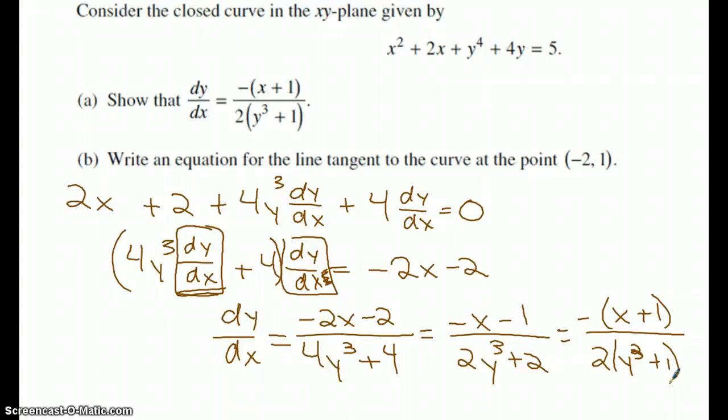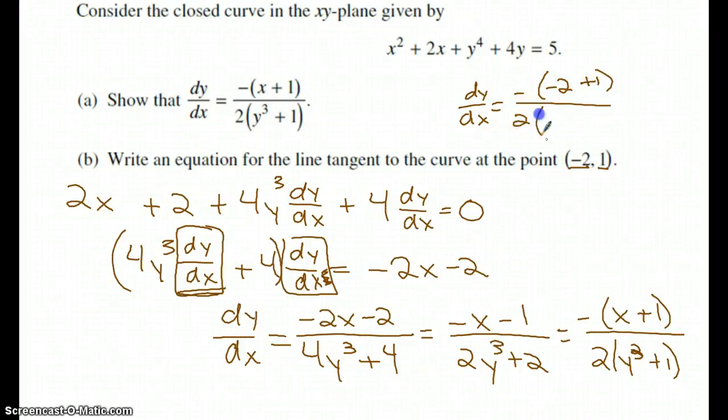Write an equation for the tangent line. Well, this is great because it gives us x and y. We know the derivative. We just plug in negative 2 for x, 1 for y, find out the slope of our tangent line, and then put it in point-slope form. So I'll just show the substitution really quick. dy/dx equals negative the quantity negative 2 plus 1, divided by 2 times 1 cubed plus 1. So negative 2 plus 1 is negative 1, so negative 1 is a positive 1. 1 cubed is 1, plus 1 is 2. 2 times 2 is 4. So the slope of our tangent line is 1/4.